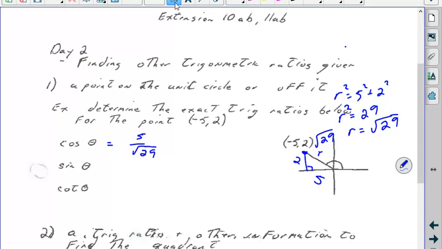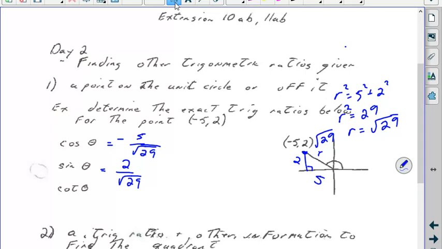But I'm in the second quadrant. So what is the cosine of that guy right now? Positive or negative? Karen? Quadrant 2, cosine, positive or negative? So we can't forget that we have to use our CAST rule. We found the ratio from the triangle, now we deal with the CAST rule. Sine is 2 over square root 29. Sine is positive in quadrant 2.